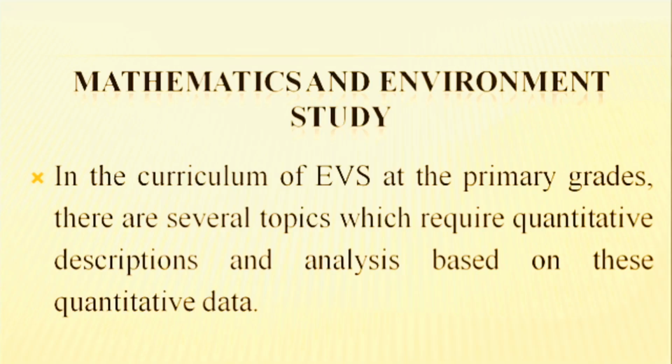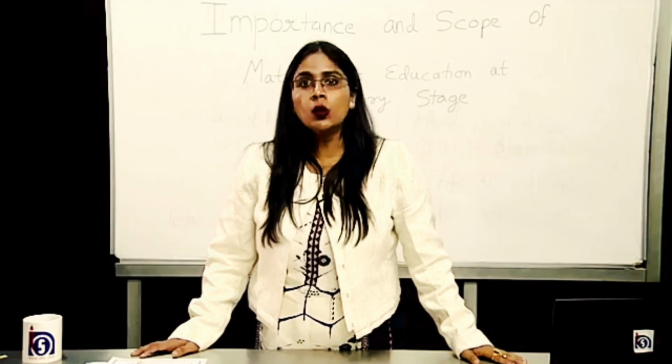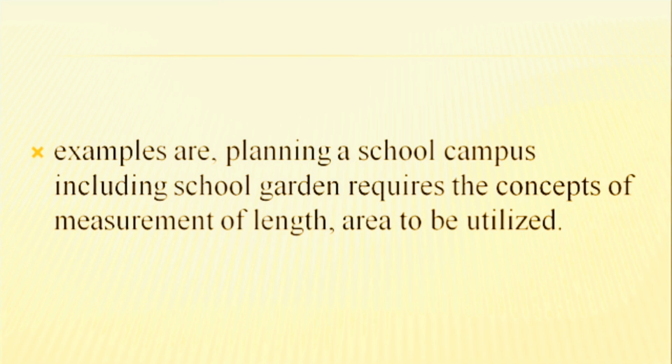Now next relation is mathematics and environment study. In the curriculum of EVS at the primary grade, there are several topics which require quantitative description and analysis based on these quantitative data. Examples are planning a school campus, including school garden, requires the concept of measurement of length and area to be utilized.